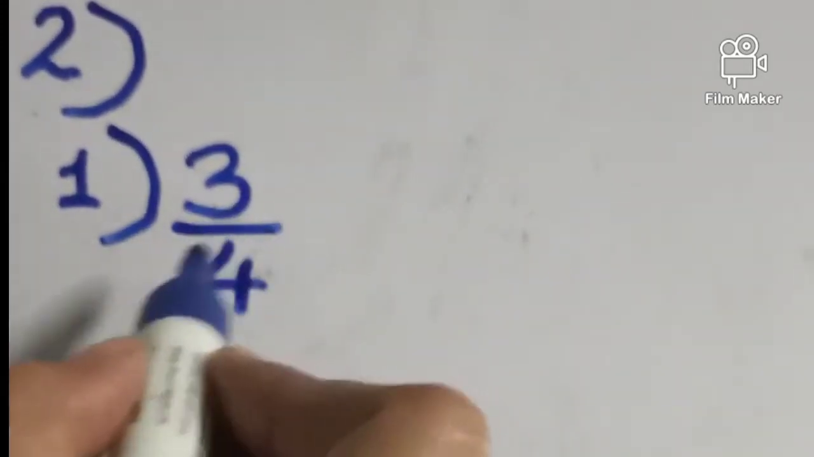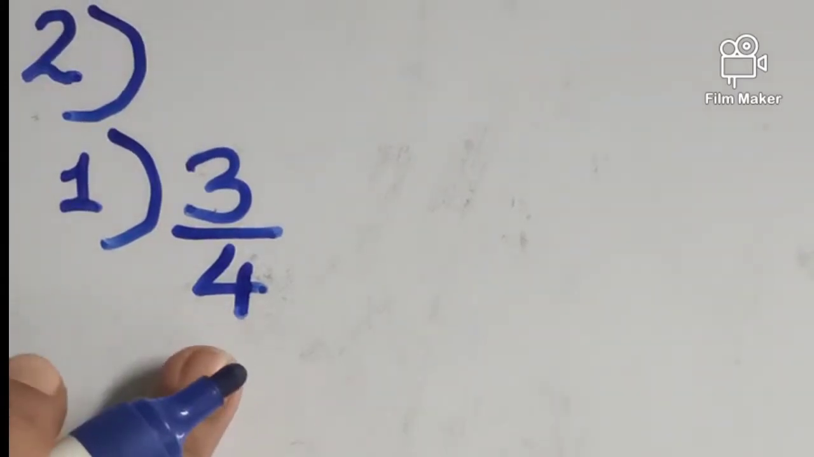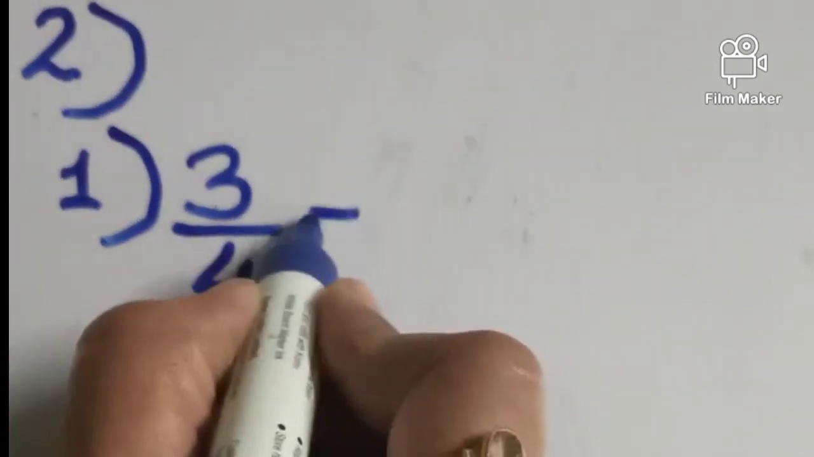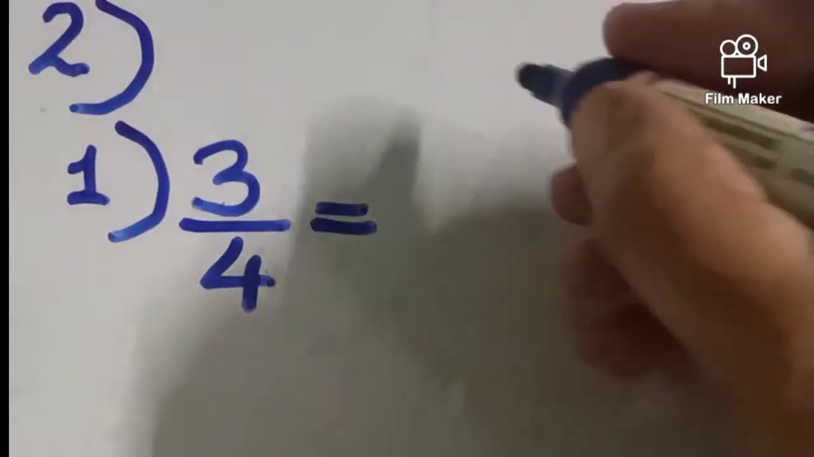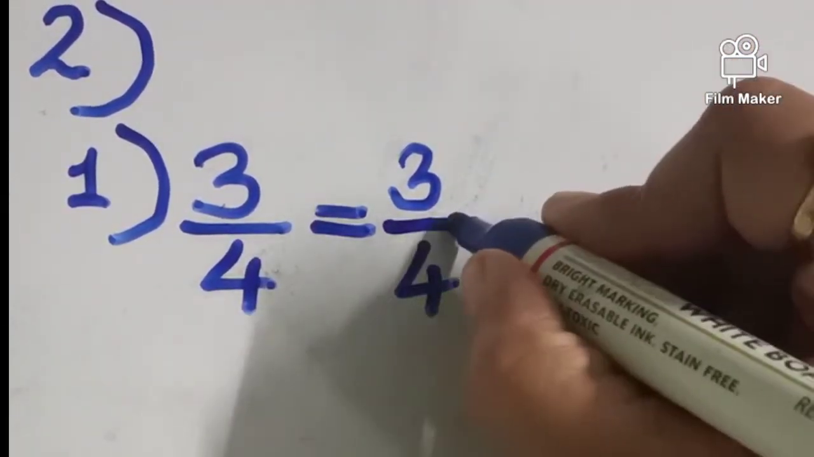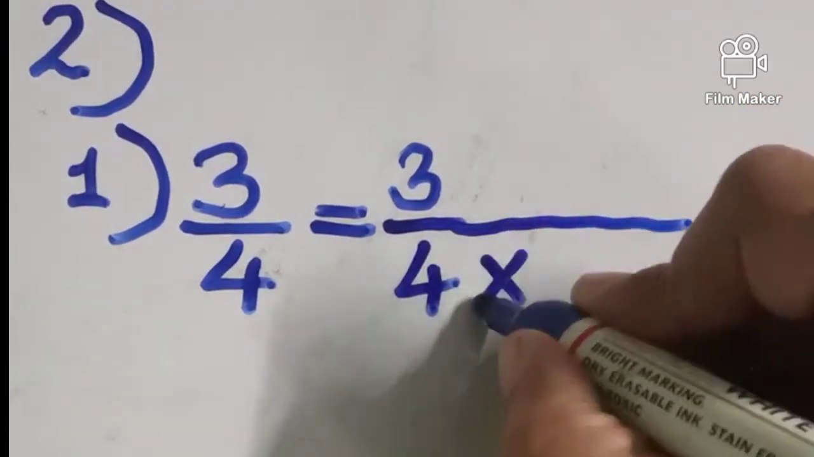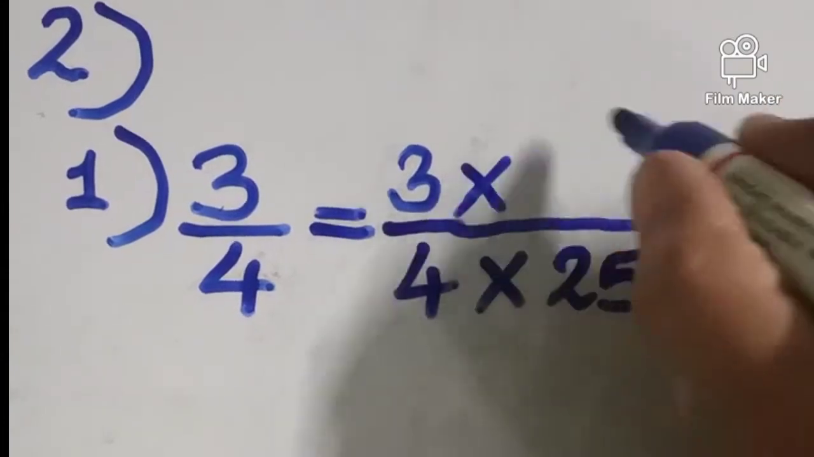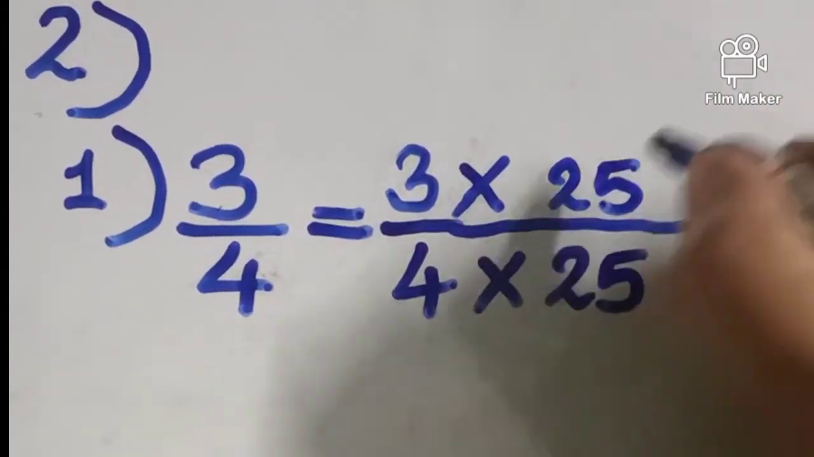So students, what we'll do here? We have to make the denominator 10, 100 or 1000. The first multiple of 4 that is 10 is not there, so we can make it 100. Let us see, 3 upon 4. By which number will we multiply this? Yes, 25. 25 4s are 100. So with the same number we'll multiply the numerator also.